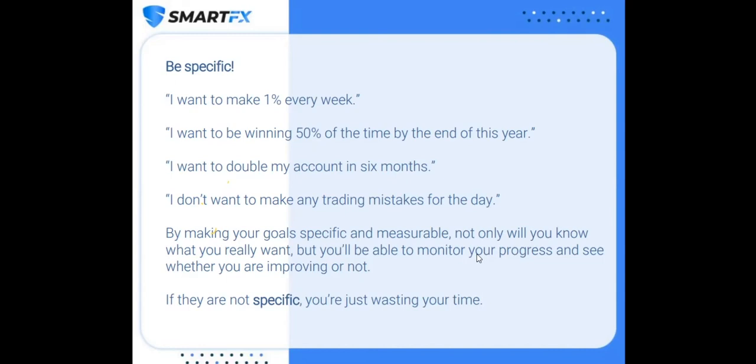So by making your goals specific and measurable, not only will you know what you really want, but you will be able to monitor your progress. Why is it that when we are small, when our parents put us in school, it goes from standard KG to first, second, third, fourth? Why is it not from 10, 9, 8, 7? Because there is a reason for it, so that we can monitor our progress. You cannot learn everything at once. It goes by baby steps, one at a time.